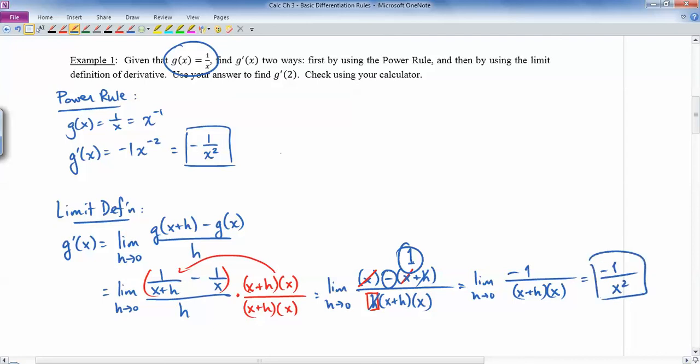And then it says use your answer to find g prime of 2. Well, okay, g prime of 2. I know g prime of x is now negative 1 over x squared, so g prime of 2 is going to be negative 1 over 2 squared, or negative a fourth. So the slope of 1 over x at x equals 2 is negative a fourth. And it says use your calculator to check this.